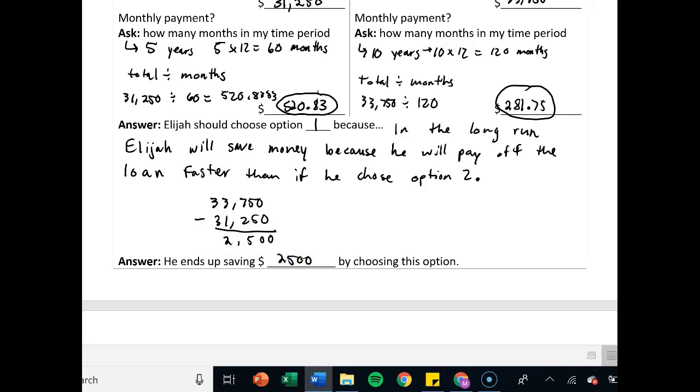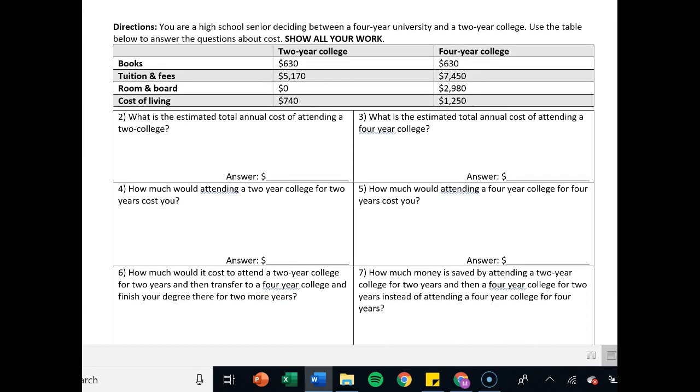Okay. All right, backside's your homework. It talks about the different costs of college. Sometimes you could go to a 2-year college. Sometimes you could go to a 4-year college. Don't have to necessarily decide the same for everyone. So it says you are the high school senior deciding between a 4-year university and a 2-year college. Use the table below to answer the questions about cost.